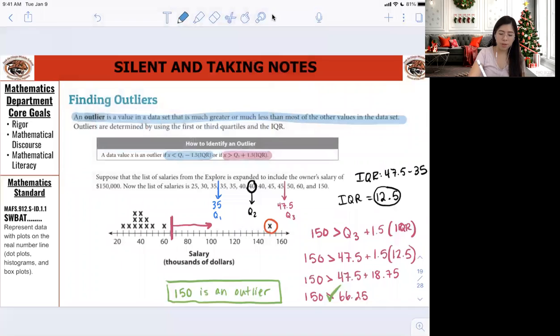But if you do Q1 minus 1.5 times the IQR, matter of fact, we might as well do it. We have the values. So we know that if X is less than Q1 minus 1.5 times the IQR, that'll also be an outlier, but on the other side. So what is Q1? 35. Q1 was 35, so 35 minus 1.5 times 12.5.